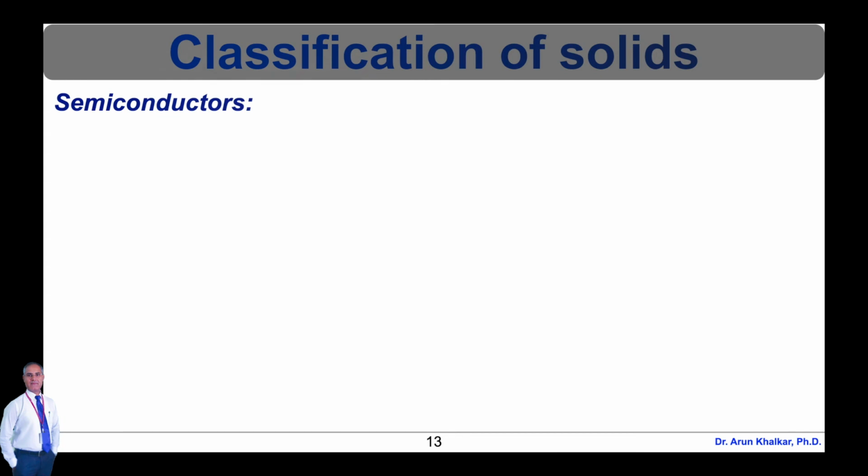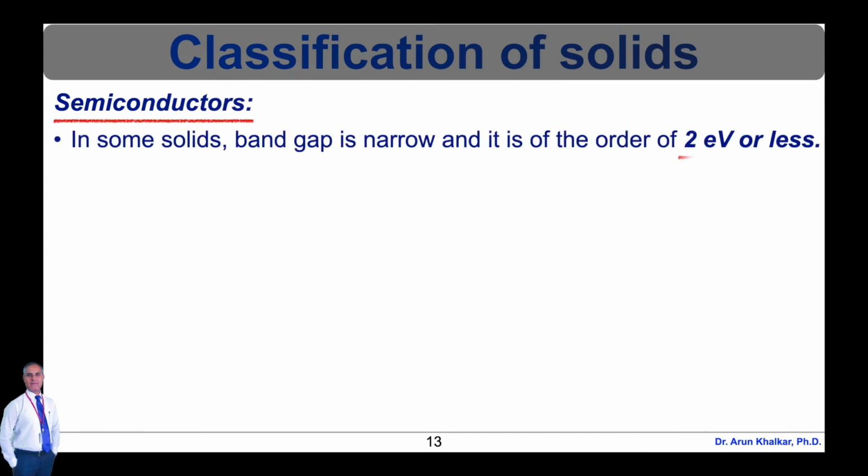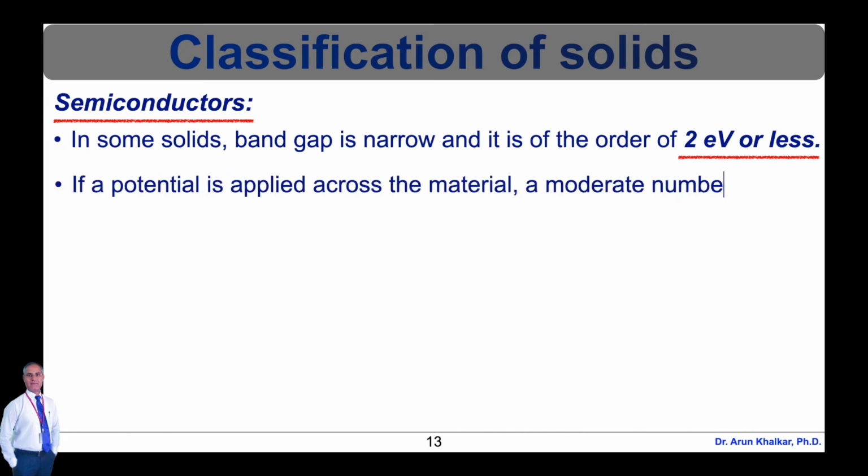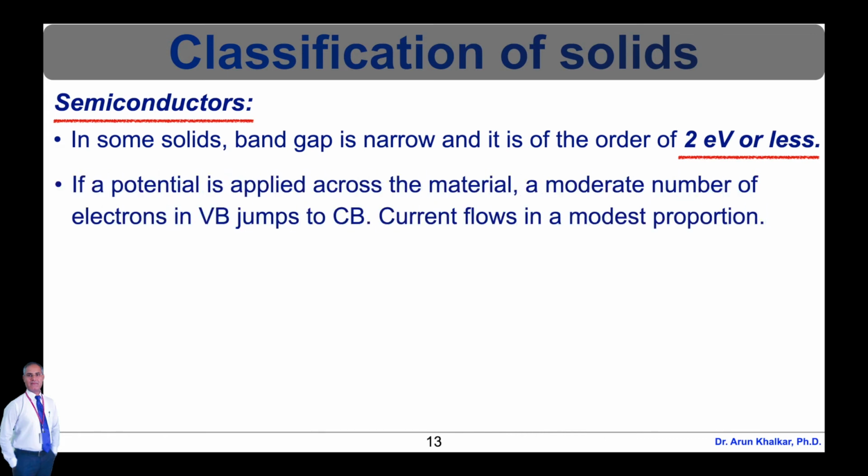In some solids, the band gap is narrow and of the order of 2 electron volt or less. Valence electrons acquire a small amount of energy from the vibrations of atoms and can move from the valence band to the conduction band. Thus, the conduction band is partially filled. If a potential is applied across the material, a moderate number of electrons in the valence band jump to the conduction band. Hence, current flows in a modest proportion. Such solids are called semiconductors.